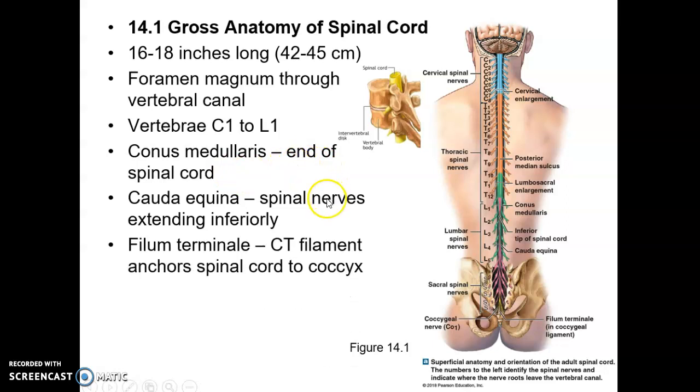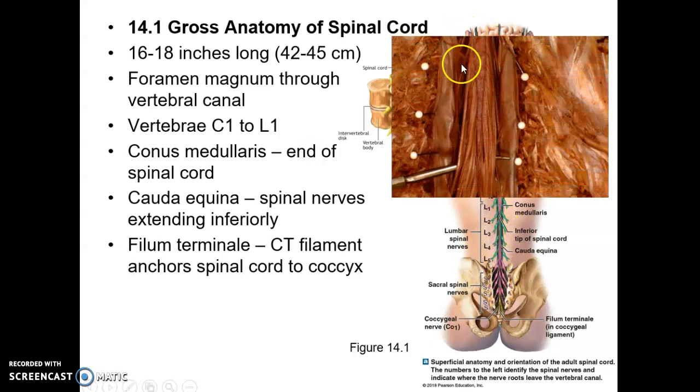cord. And then also, along with the cauda equina, there's something called the filum terminale, which is color-coded here in yellow. And it extends its connective tissue, thin filament, all the way down to the coccyx, and it helps anchor and hold the spinal cord in place.